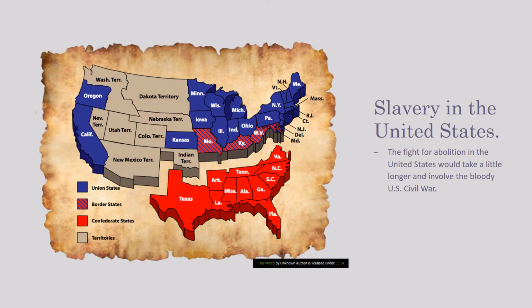Now, in terms of the United States, it's going to be a little bit more of a fight to end slavery, as you're probably aware. The fight for abolition in the United States would take a longer time, and it also involved the U.S. Civil War. I put a map here where you can see the blue states, or the Union states, are those against slavery, and the red states, the Confederate states, are those in support of slavery, and then the border states, which are in between, and the grayish color there, the territories. I'm sure maybe you've learned some stuff about the Civil War before, so not to spend too much time on it, but eventually the northern states, or the Union states, will win the Civil War, and slavery will be abolished in the United States as well. But again, not till about 30 or so years after Great Britain had done so.